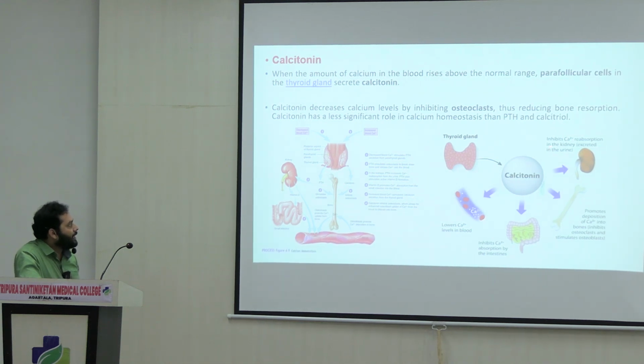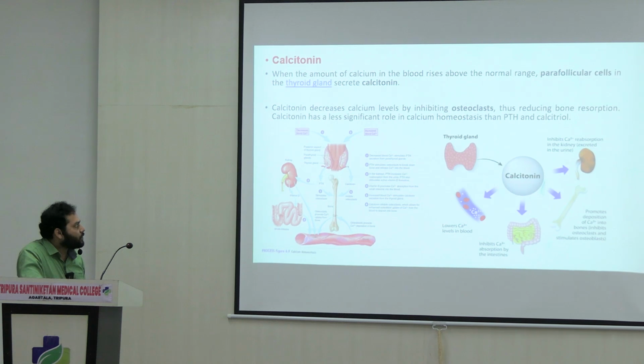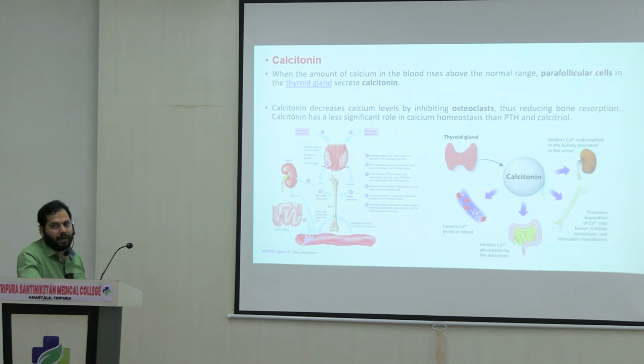As well, you can see the other important features of calcitonin. It inhibits calcium reabsorption in the kidney, and it promotes the deposition of calcium in the bones, as well as it inhibits the absorption of calcium in the intestines. Ultimately it lowers the blood calcium level. So the role of calcitonin is just the opposite of the role of parathyroid hormone. So this is how the homeostatic balance of calcium can be maintained.